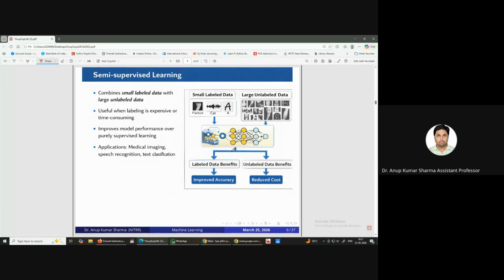Accuracy means the prediction we can believe that much. So the labeled data improves accuracy, and the unlabeled data reduces cost. This is the purpose of semi-supervised learning: labeled data improves accuracy, unlabeled data reduces cost. Because for labeling, we have to spend time and invest cost in learning something.